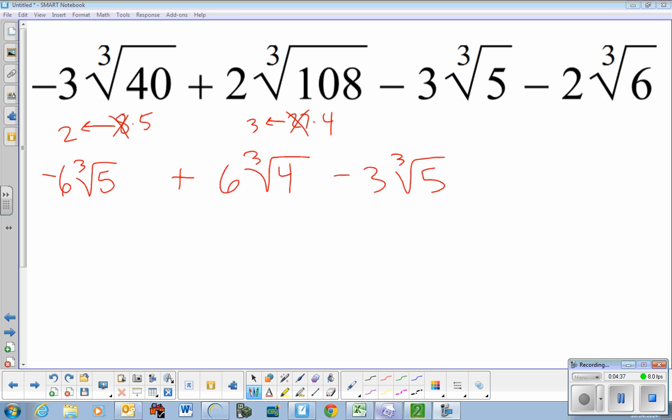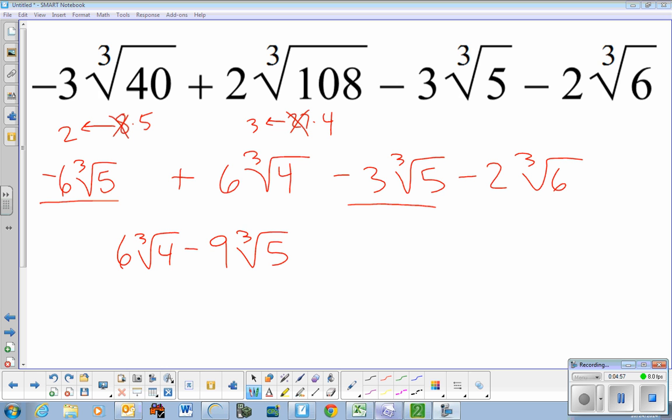No perfect cubes will go into 5. No perfect cubes will go into 6. So now if they look alike, as in they have the same root, add them together. We have, let's just go in order of what's under, 6 times the cube root of 4 and negative 9 times the cube root of 5, when I put those two together.